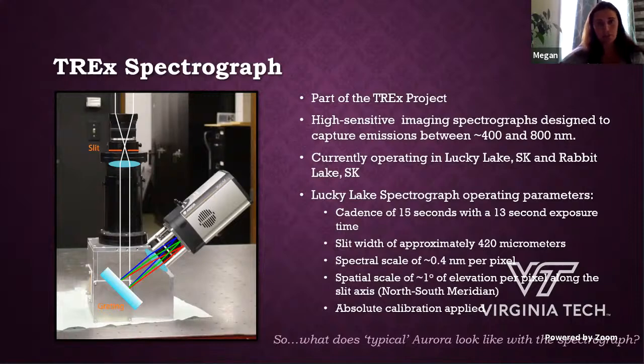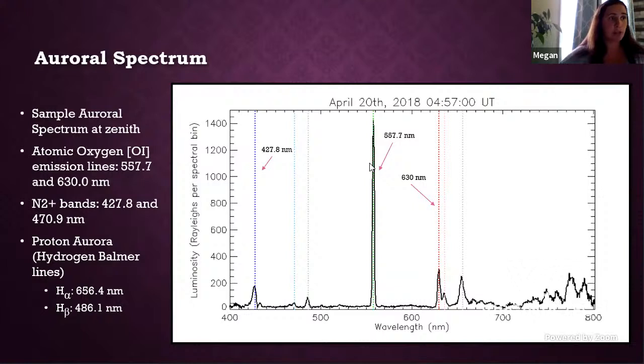So before we look at Steve's spectra, we're just going to see what a typical aurora arc will look like. On April 20th, 2018, we were lucky enough to actually catch aurora at zenith at Lucky Lake. Now, Lucky Lake is pretty far south, about 58 magnetic latitude. So catching aurora down that far south is pretty rare. So we were lucky, we caught some.